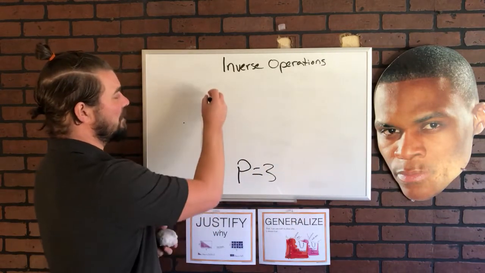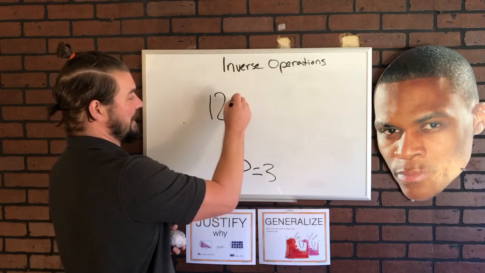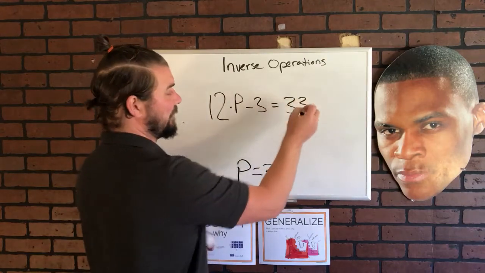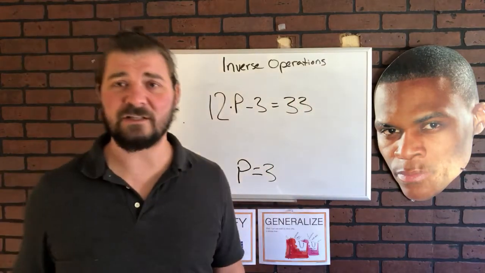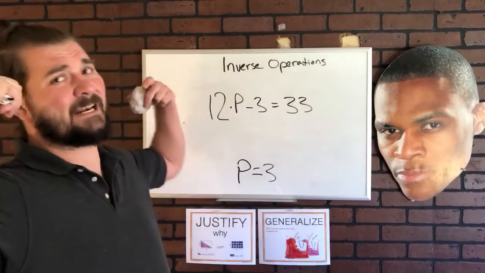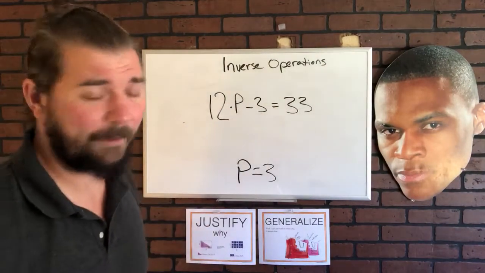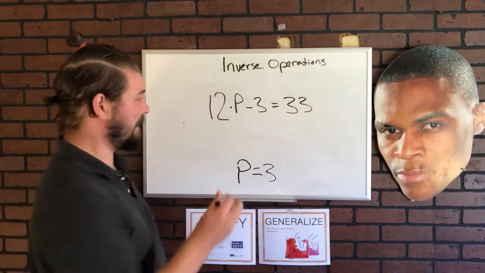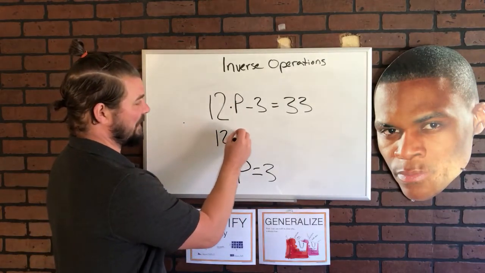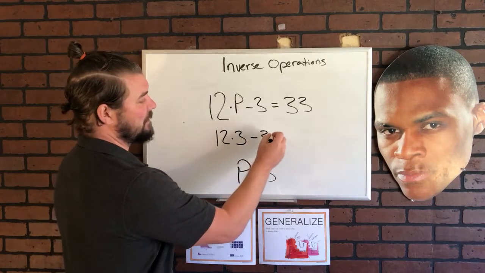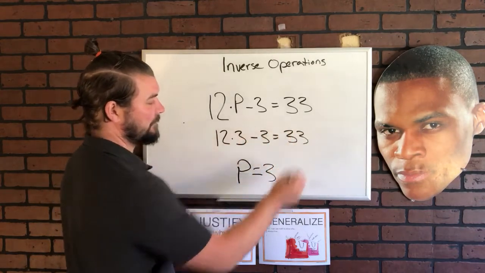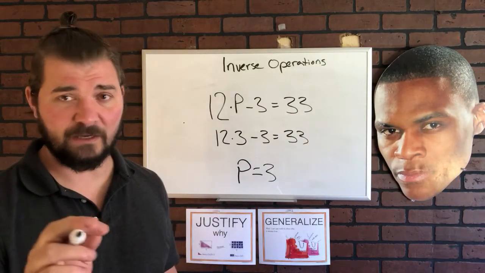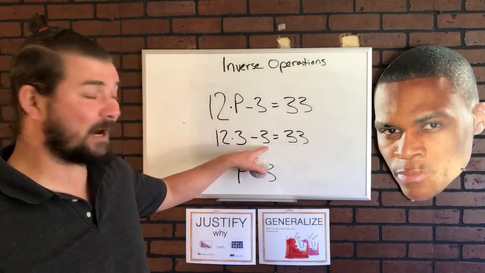All the way back at the beginning, I have 12 times P minus 3 equals 33. By the way, when you're just getting started on this, you should always go back to the beginning and plug your numbers in and try it out. So we are going to say, what if P is 3? Was I correct? That means 12 times 3 minus 3 equals 33. Make sure you're following the order of operations, okay? I need to multiply before I subtract.